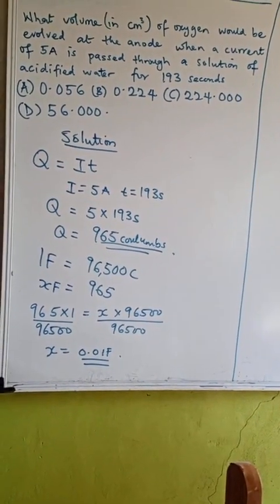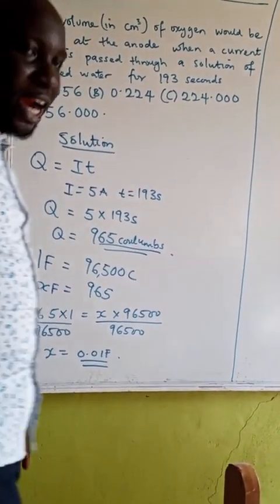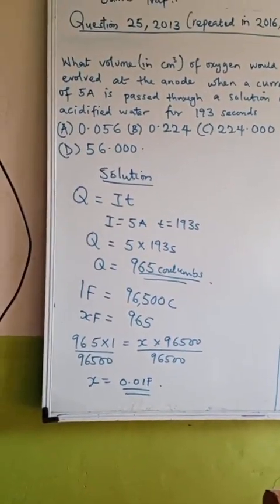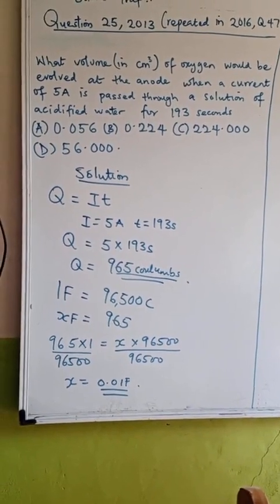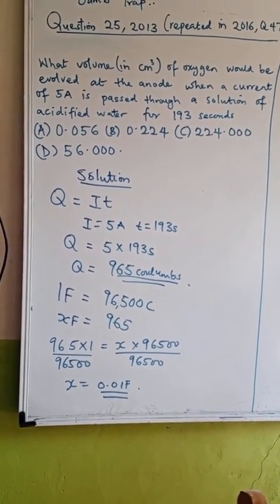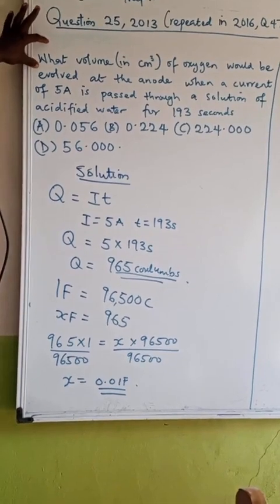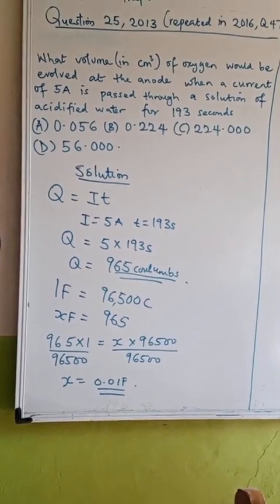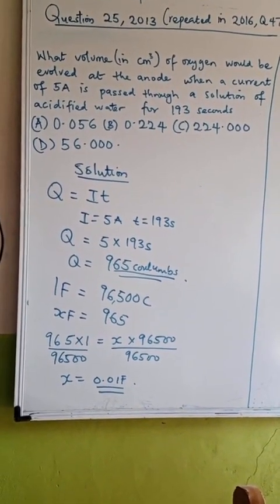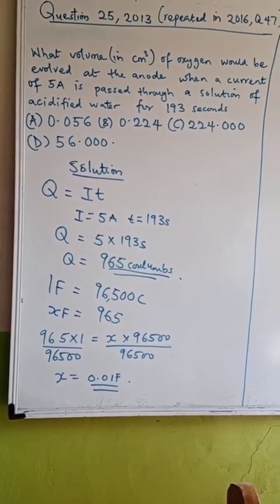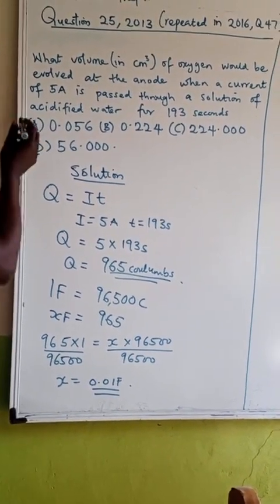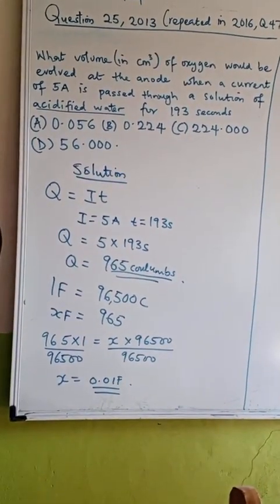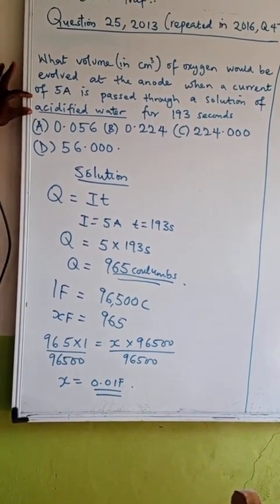Now, one thing that is very, very important in electrolysis is that you must have a very good theoretical knowledge before you can bring it into calculation. Are you getting it now? We now go back to the question to look at what type of electrolysis we have here. They are talking about the electrolysis of acidified water. So the specific example of electrolysis we have here is what?